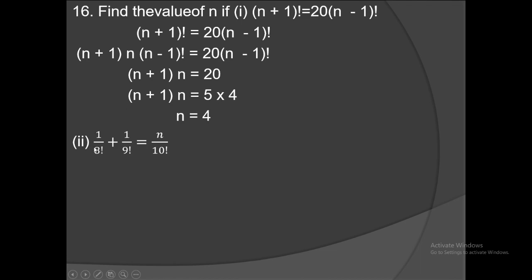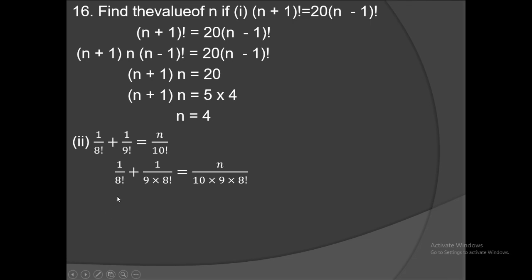Subdivision 2 says 1 by 8 factorial plus 1 by 9 factorial is equal to n by 10 factorial. So this is the biggest number, and the next biggest number is this. So I have to expand this and this to get 8 factorial. 9 factorial can be written as 9 into 8 factorial, and 10 factorial is just 10 into 9 into 8 factorial. So in 3 places I have 8 factorial.